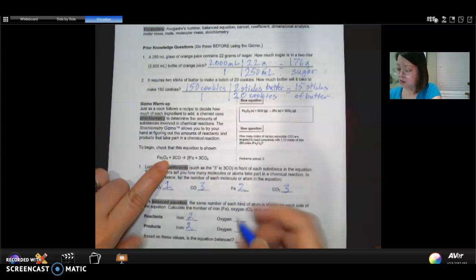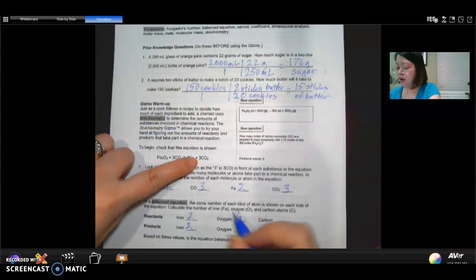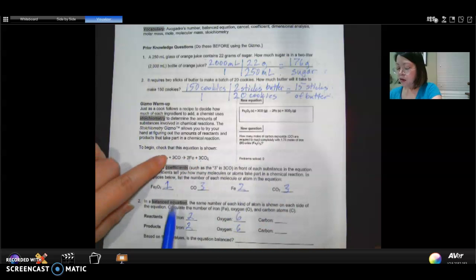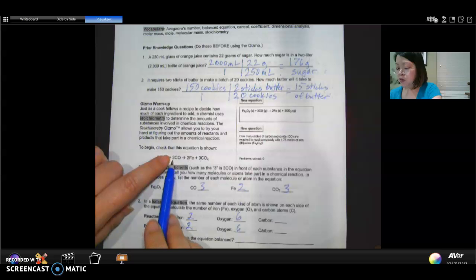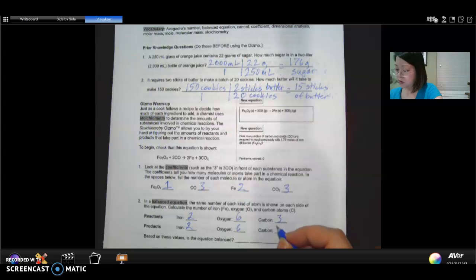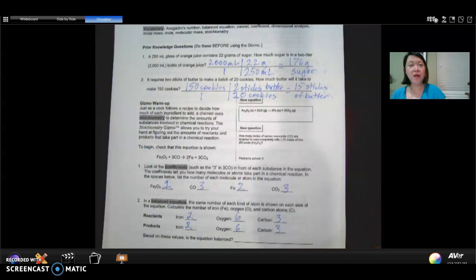3 plus 3 is 6. Over here, 3 times 2 is 6. And then for the carbons, 3 times 1 is 3, and 3 times 1 is 3. So since the numbers match on top and on bottom, this means that, yes, this is a balanced equation.